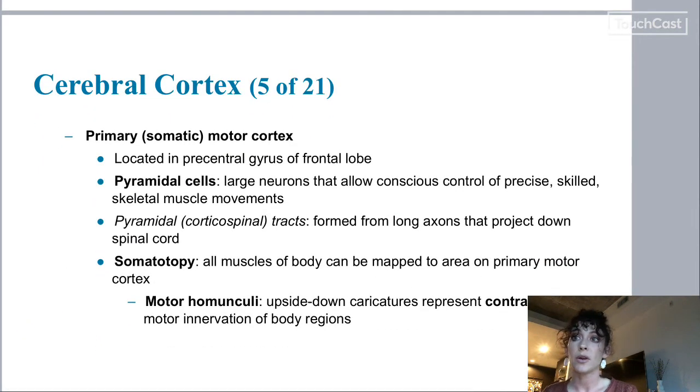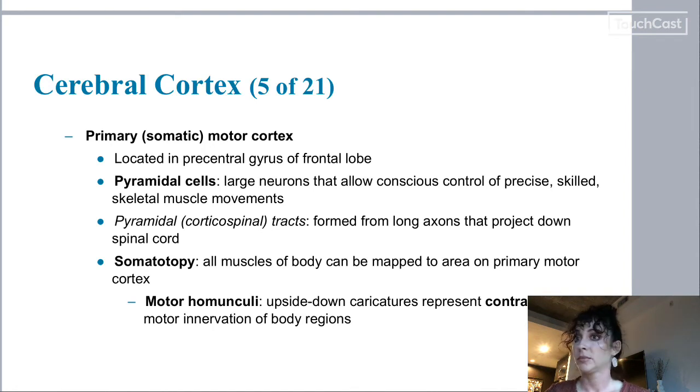So this primary or somatic motor cortex, remember soma meaning body, is located in the precentral gyrus of the frontal lobe. We have what are called pyramidal cells. These are large neurons that allow conscious control of precise, skilled skeletal muscle movements, so repetitive things that you do. These pyramidal tracts, we're going to talk about them a little bit later on too, are formed from long axons that project down into the spinal cord, so making movement happen.